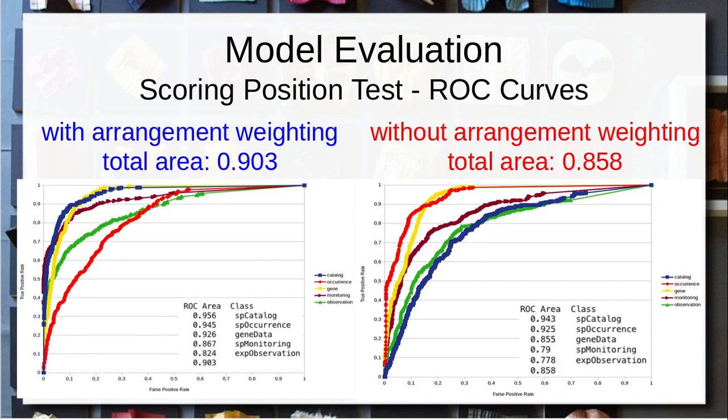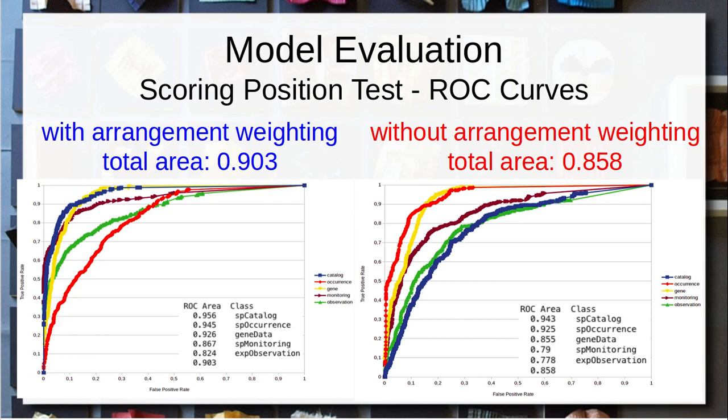Here are the ROC curves showing the results of our experiment. On the left side, we have the ROC curve related to this experiment, showing the difference of our descriptors using a weighting according to the arrangement, and compared with the approach without it. So on the left side, we see the ROC curve of the system trained using our weighted descriptors, okay? And on the right side are the results with the training without the weighting.